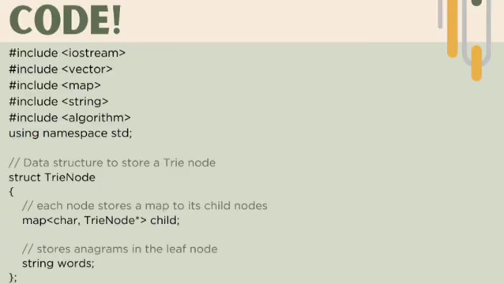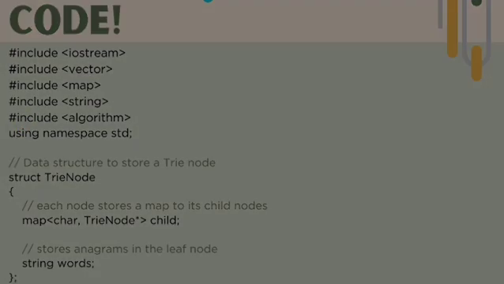In this code, we defined a tree node. Each node has a map of child nodes for characters and stores the word at a leaf. This structure helps efficiently store and group our anagrams.